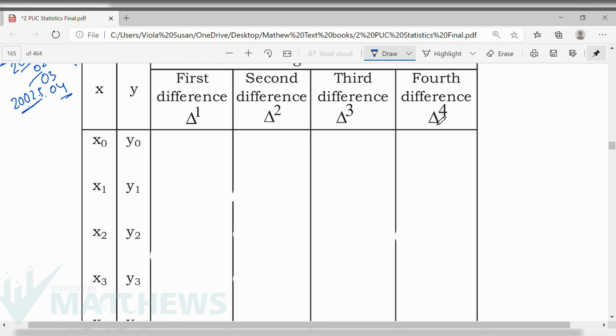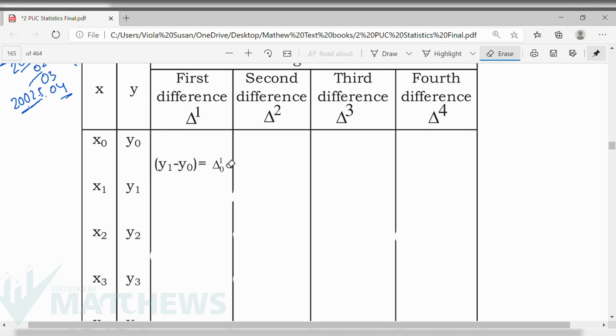So these differences can be done in this way, students. Now first one, let me show it to you. How did they do the first difference here? You can see here they have taken y naught, y1 minus y naught. You have understood this? Y1 minus y naught, they have denoted this as delta naught raised to 1.